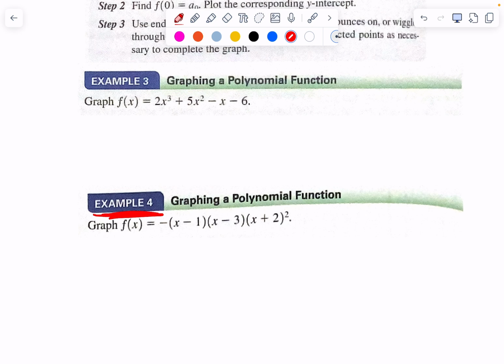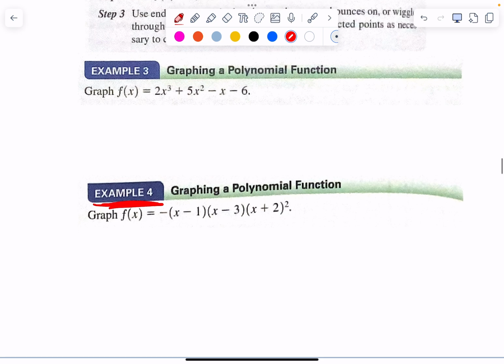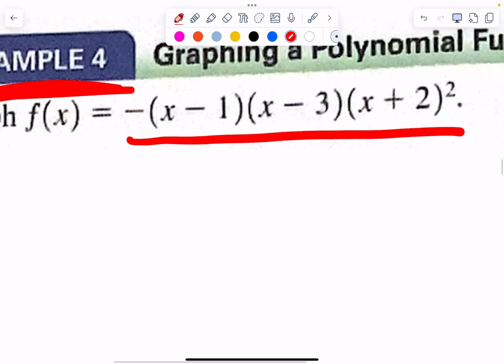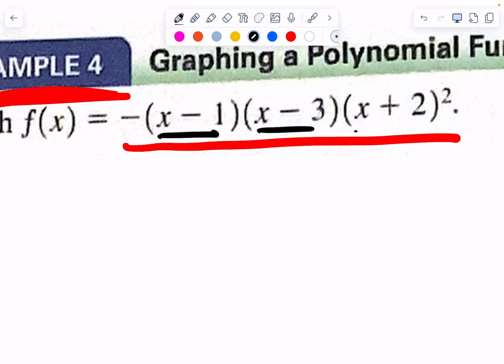Yeah, let's do example 4 before we do example 3. Example 4 is already broken down for us. Now here's the deal. If I were to multiply all these together, what would the degree of the parent function be? It would be an x to the what? 3rd? You sure? Oh, 4. Yeah, it would be 4, right?